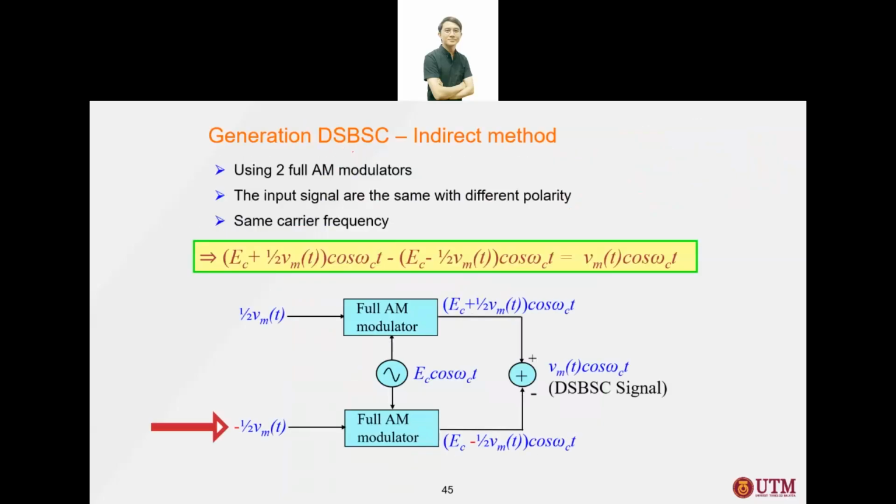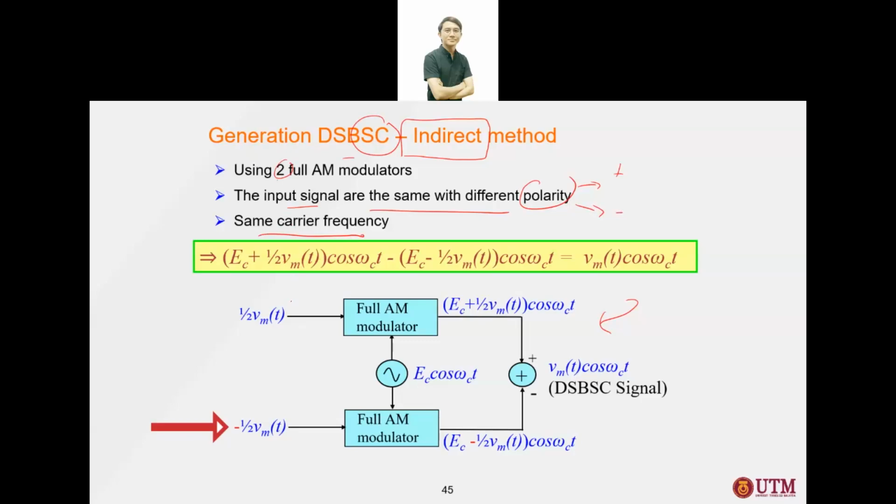The next is double sideband suppressed carrier, indirect method. This question has been asked in the final exam for the previous batch. Maybe I'm the one who made that question. For double sideband suppressed carrier, it will use two full AM modulators. The input signals are the same with different polarity, so there is plus and there is minus. And then it will use the same carrier frequency.